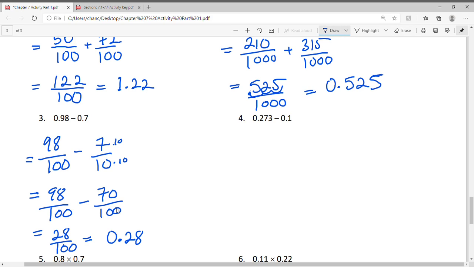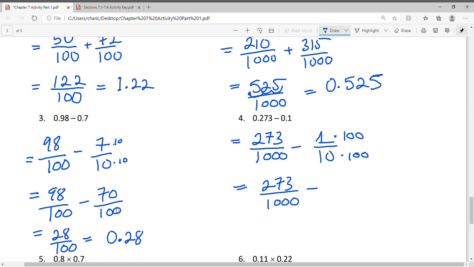In question 4, let's convert 0.273 into a fraction. That's 273 over 1,000 minus 1 over 10. We need the same denominators here, so let's multiply the top and bottom by 100. And this will give me 273 over 1,000 minus 100 over 1,000. 273 minus 100 is 173 over 1,000. And of course, in decimal form, that's 0.173. You can always double check any one of these with a calculator, but remember, you gotta show your work to get full credit.